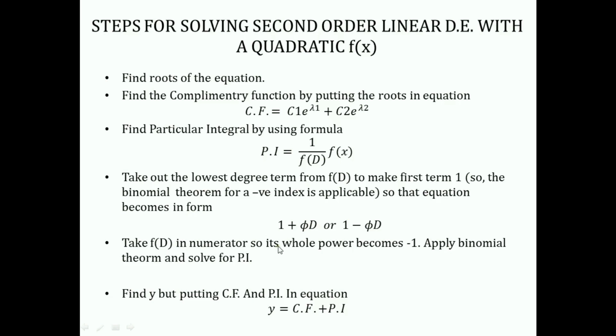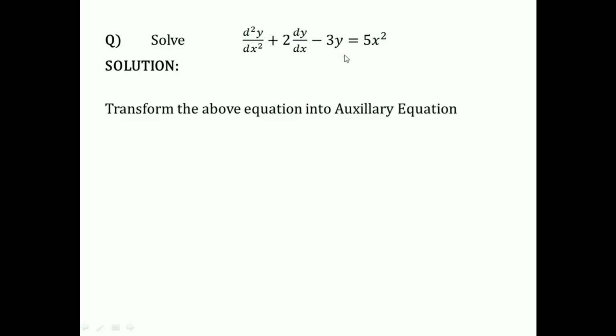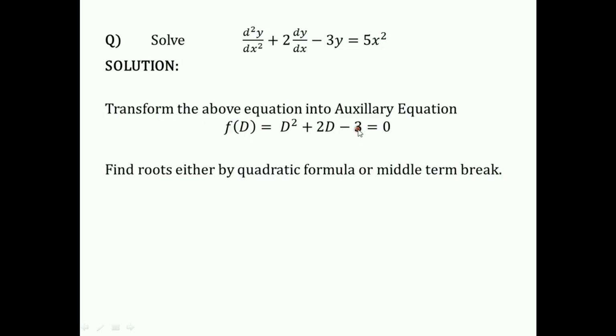Then, as usual, you can find y by putting the CF and PI in the equation y = CF + PI. Let's see an example. Here I have the equation d²y/dx² + 2 dy/dx − 3y = 5x². The first step is to transform the above equation into the auxiliary equation, which is D² + 2D − 3 = 0. We need to find the roots of the equation. We can either use middle term break or the quadratic formula.